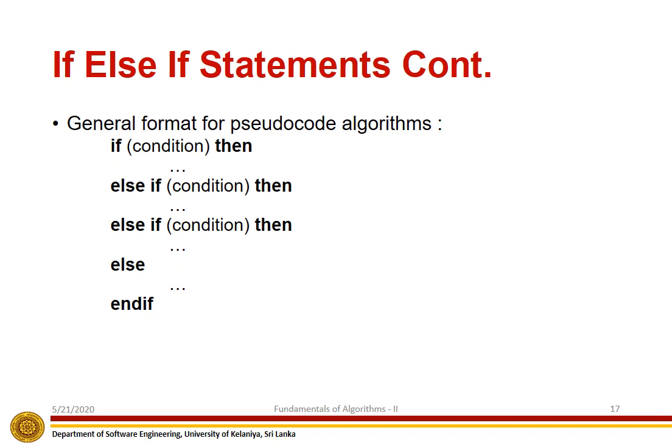Now we will see the general format for pseudocode algorithms. First, if and the condition to be true, and then the keyword then. After that, the statement that will be executed if the condition is true. Then else if, where the first condition is not true, we have to check this. Like that, we can add several else if, and finally we can put else and the statement to be executed if all else if conditions are false. Then end the statement with end if.